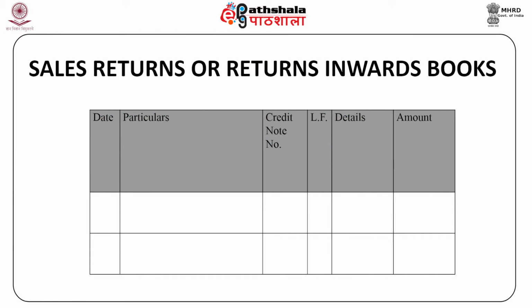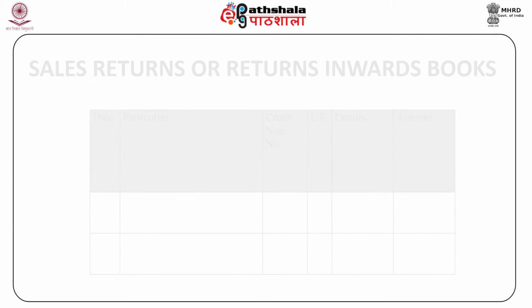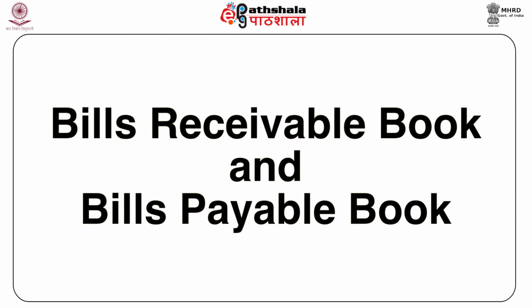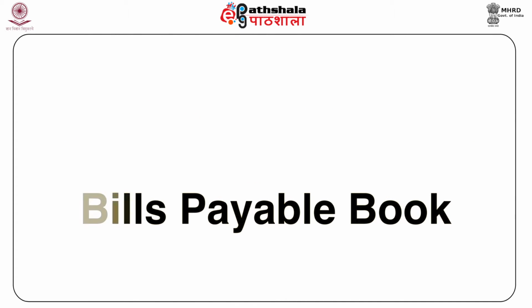The sales return day book is totaled at the end of each period. The total of the book is posted to the debit of sales returns account by writing "to sundries as per sales return book." The account of customer is credited with the corresponding amount on the date of transaction itself by writing "by sales return account." Bills receivable book and bills payable book.